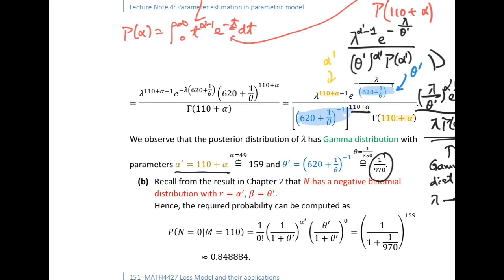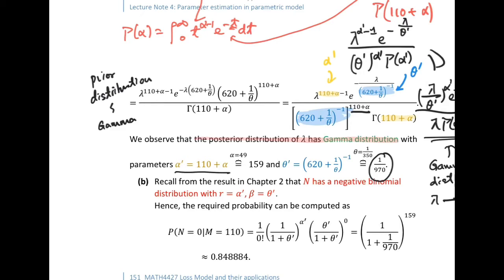Actually the number here is not that important, but one interesting thing is that after the information updating, the posterior distribution still has a gamma distribution, which is the same as the prior distribution. Remember for this lambda, the prior distribution also has a gamma distribution, and we see that the posterior distribution is also gamma, just with different parameter values. This is how we get the posterior distribution.